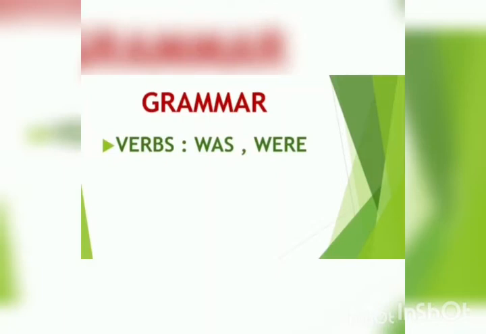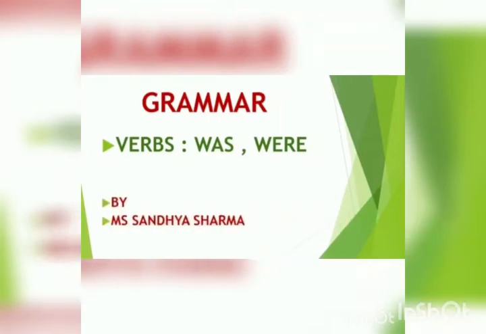Children, if you remember, in the last video we learnt about the use of is, am, are, right? And that is from present tense. And now the use of was, were: we use was, were in the past tense. That I will tell you in the video, how to use. So let's come and we will start.